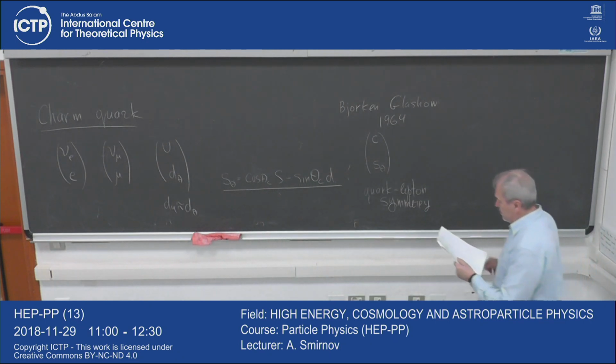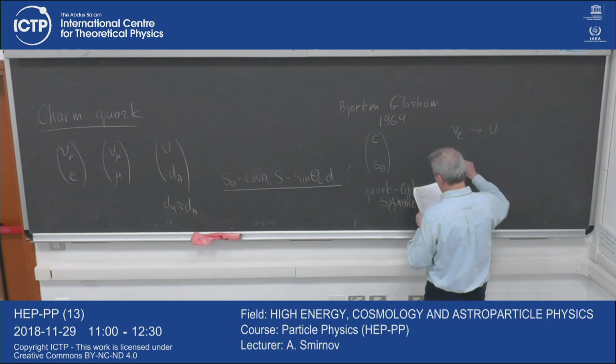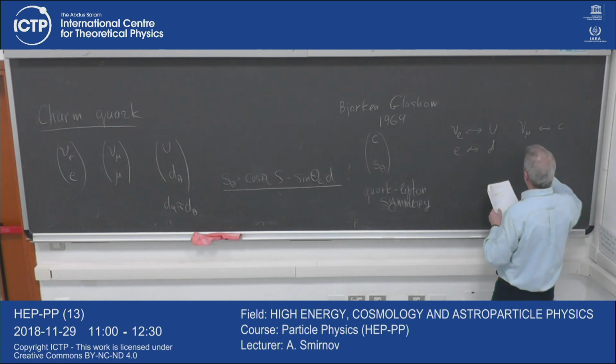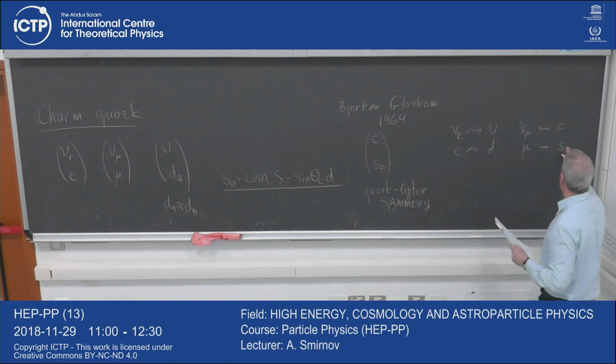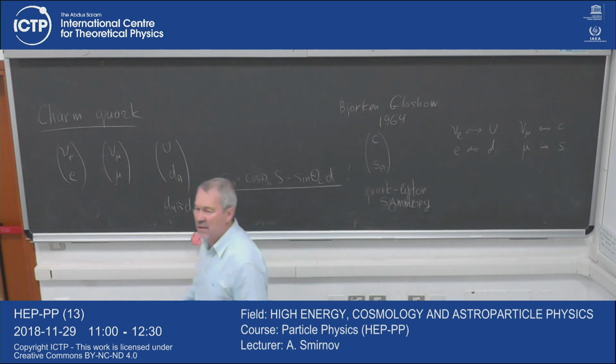So now we have an analogy: the electron neutrino corresponds to the U quark, the electron corresponds to the D quark, the muon neutrino corresponds to charm, and the muon corresponds to S. Let me put here still theta, or without theta, you can even consider it this way. So we have 4 leptons and we have 4 quarks, which is nice. Symmetry and universality are very important principles which actually work, and a number of developments are related to the realization of these principles.